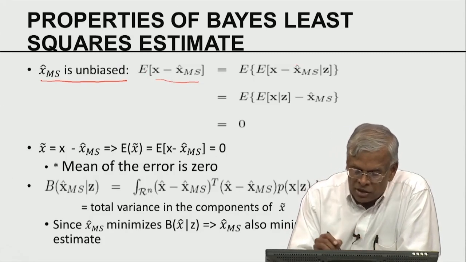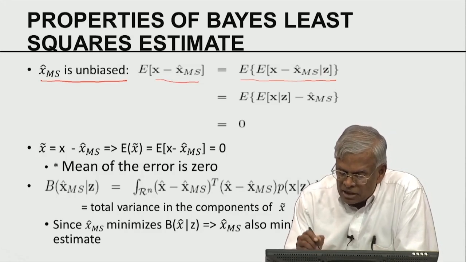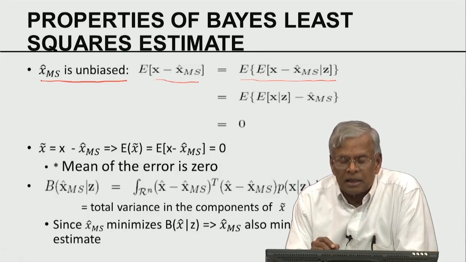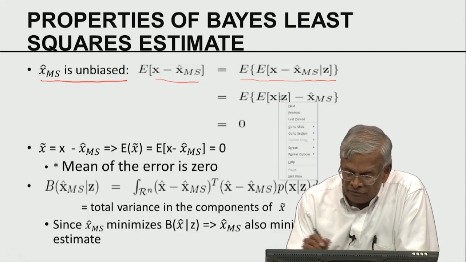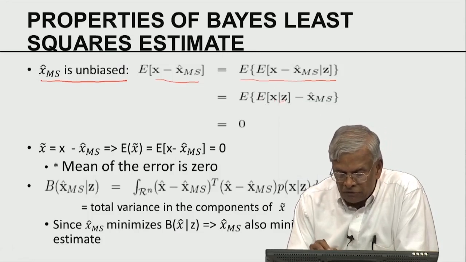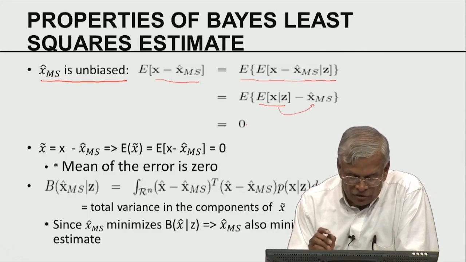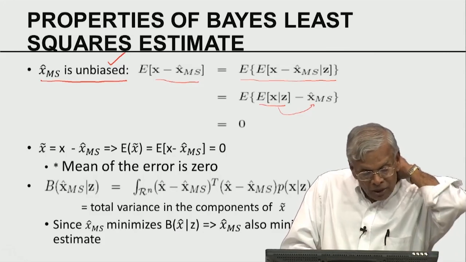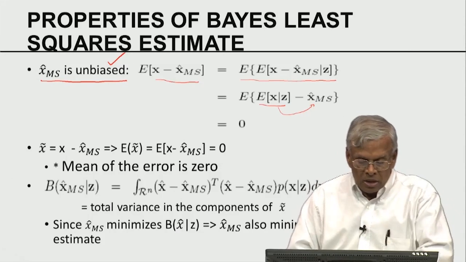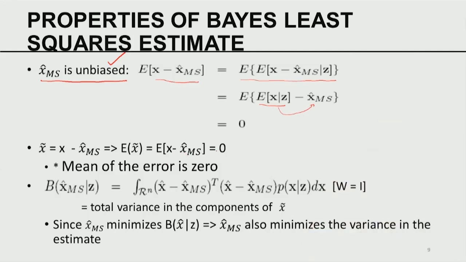So I can express this expectation as the iterated expectation with respect to the conditional expectation. x hat ms is a function of z, and the conditional expectation is again a linear operator. So I can express this as the difference of the conditional expectation of x given z and x hat ms. But a little reflection reveals this is equal to the same as that, and the difference is 0. That means the Bayesian estimate is automatically unbiased. x tilde is equal to x minus x hat. Therefore, E of x hat is equal to E of x. That means the mean of the error in the estimate is 0.